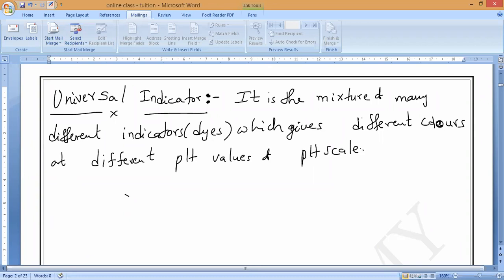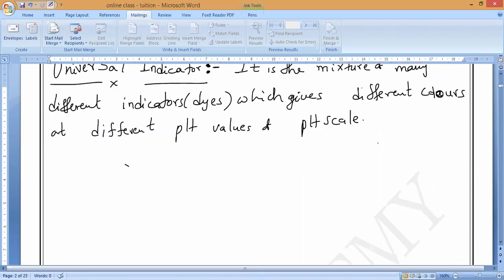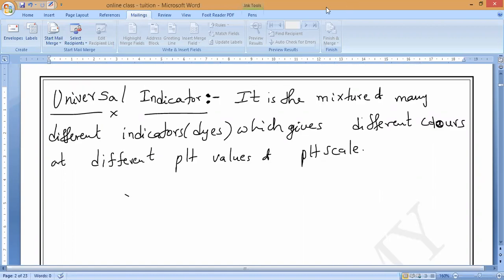Now I will say the color coding also. This is only MCQs, 100 times it is most important for MCQs. Color coding based upon the universal indicator, that we will study now. What do you mean by universal indicator? Arun Karthikeyan, Varshini. A mixture of many different dyes, which gives different colors at different pH values of the pH scale.